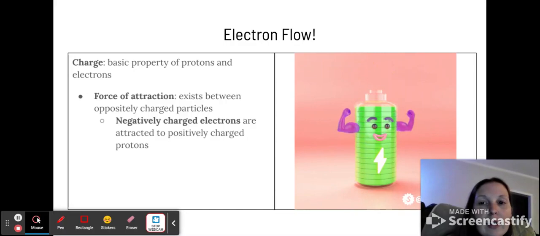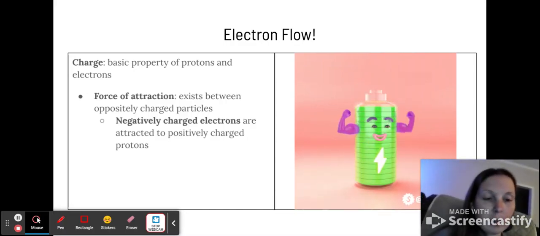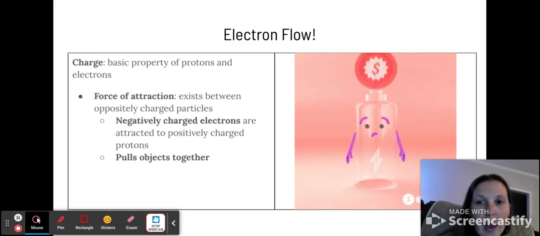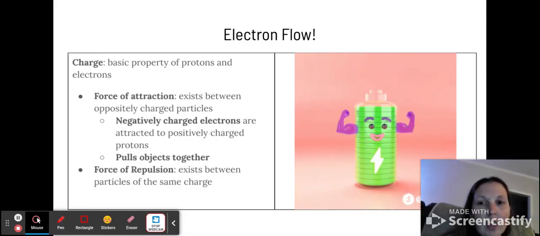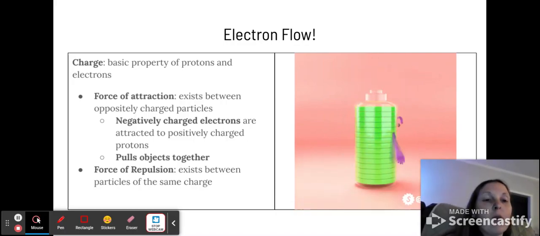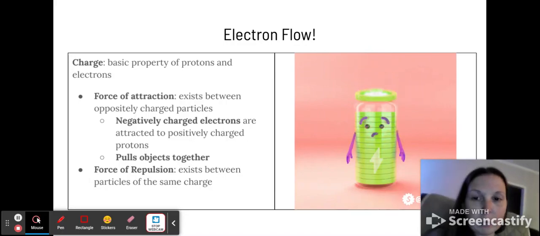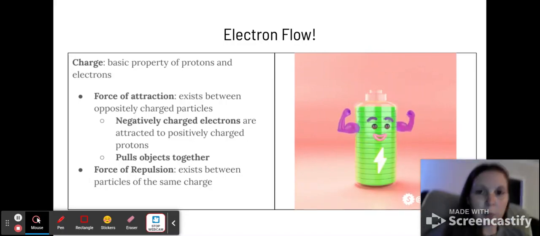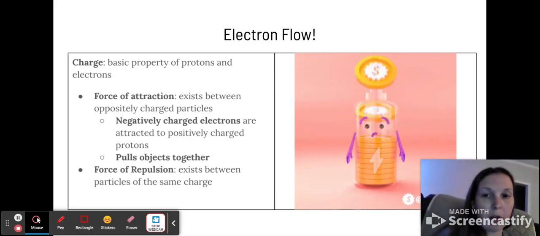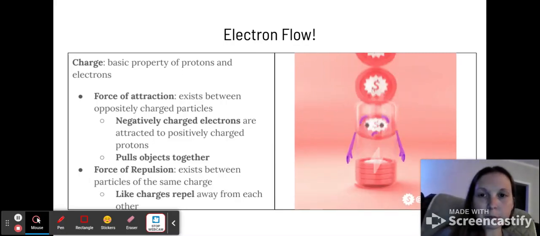You'll also see that they have forces of repulsion, which we're going to discuss, about like charges pushing away from each other. So two positives will push away from each other, two negatives will push away from each other. So just remember, attraction, they come close together if they're oppositely charged, repulsion, they push away from each other.